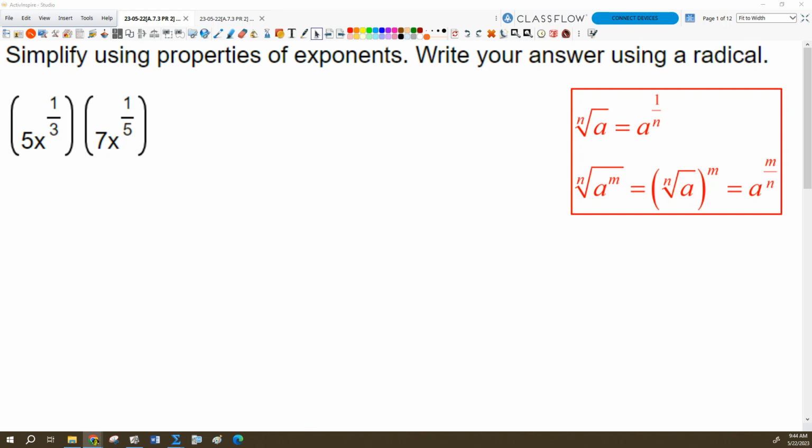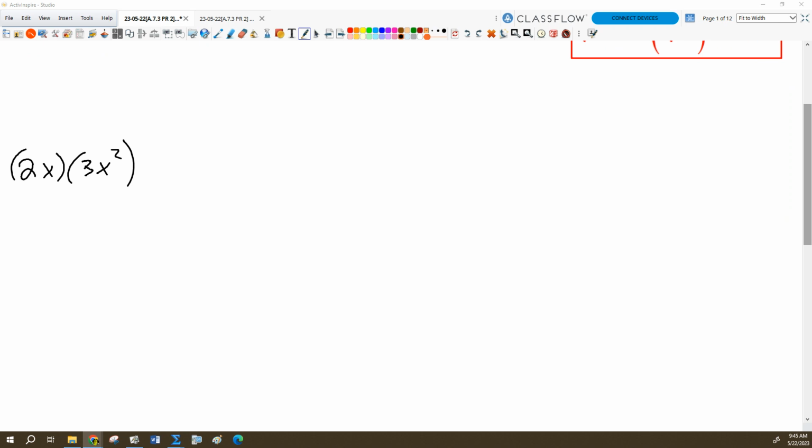We might eventually turn that into a radical, but if I do right now, what's going to happen here? Look, I've really got coefficients times powers of x, right? So what would you do in a situation like, what if this didn't look so funky? What if I asked you to do 2x times 3x squared? What's the answer? 6x cubed, right?